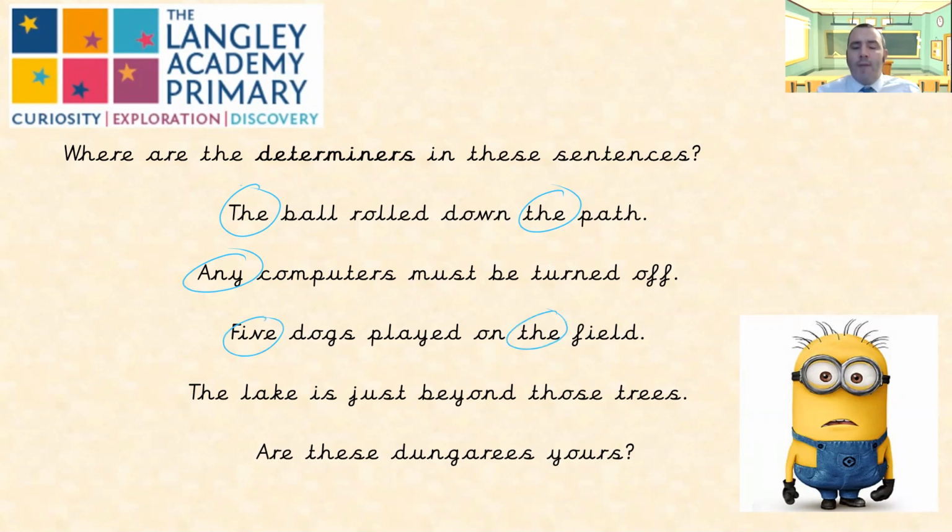Five dogs played on the field. So we have a quantifying determiner. It tells us a number of dogs. So we've got our definite determiner there as well. The lake is just beyond those trees. And are these dungarees yours? So that's our interrogative determiner. So it's asking a question.